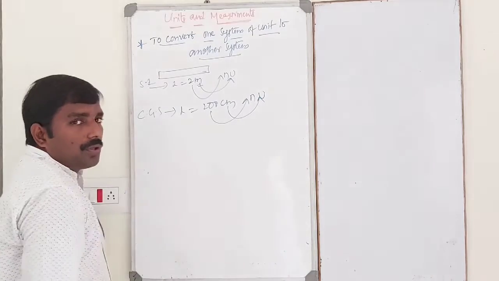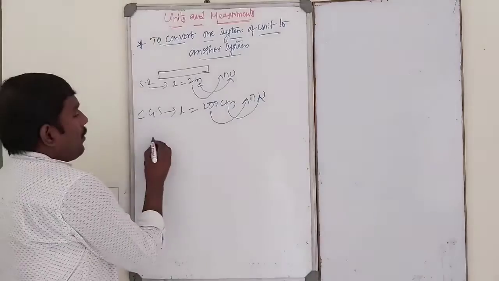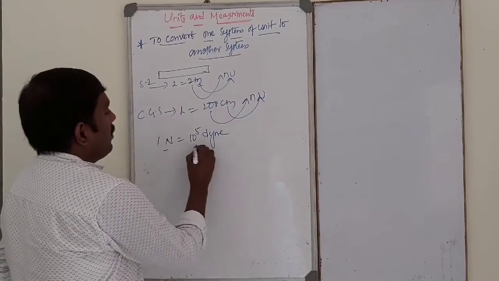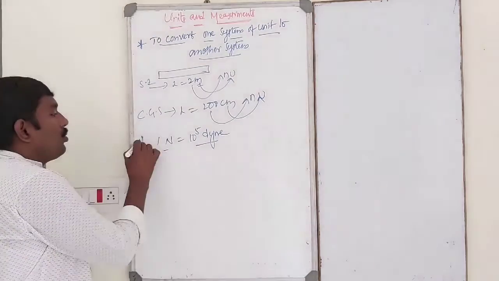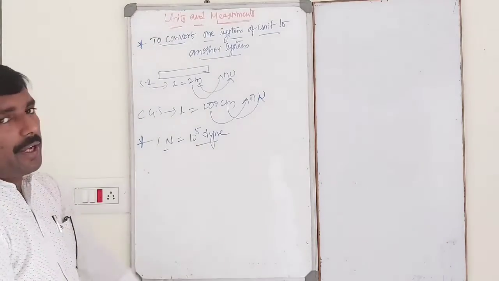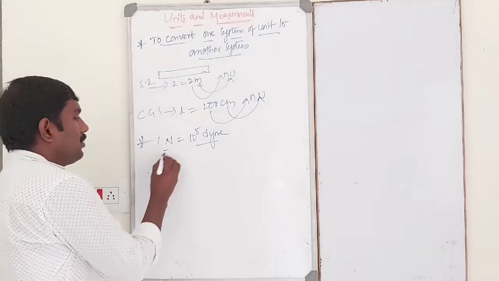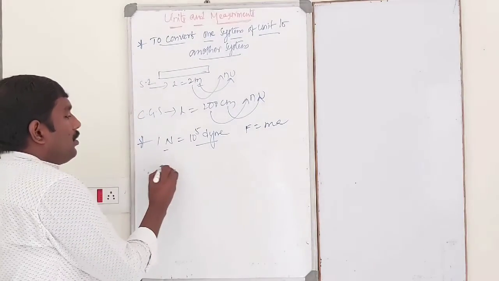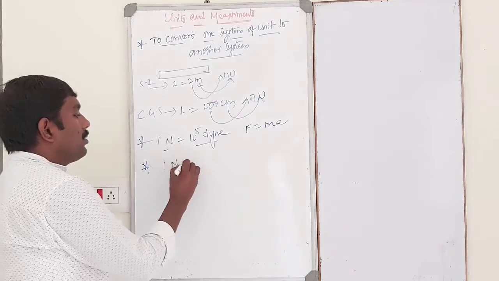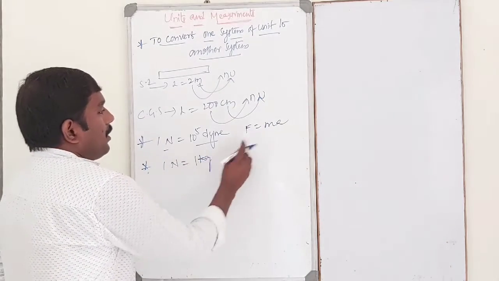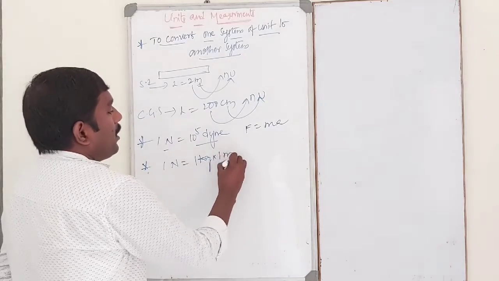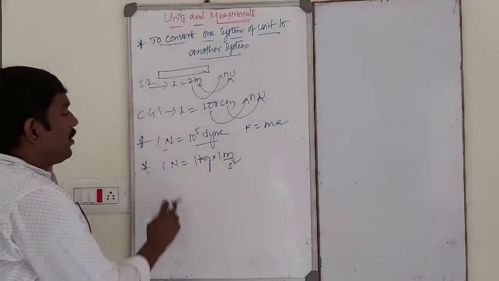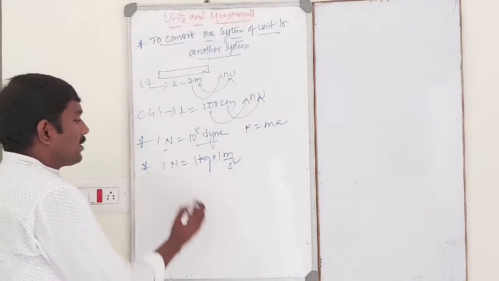See, dear students, now convert force into dynes. 1 newton is equal to 10 to the power of 5 dynes. Newton is nothing but a force. F is equal to m into a. So 1 newton is equal to 1 kg into 1 meter per second square. Both sides are SI units.